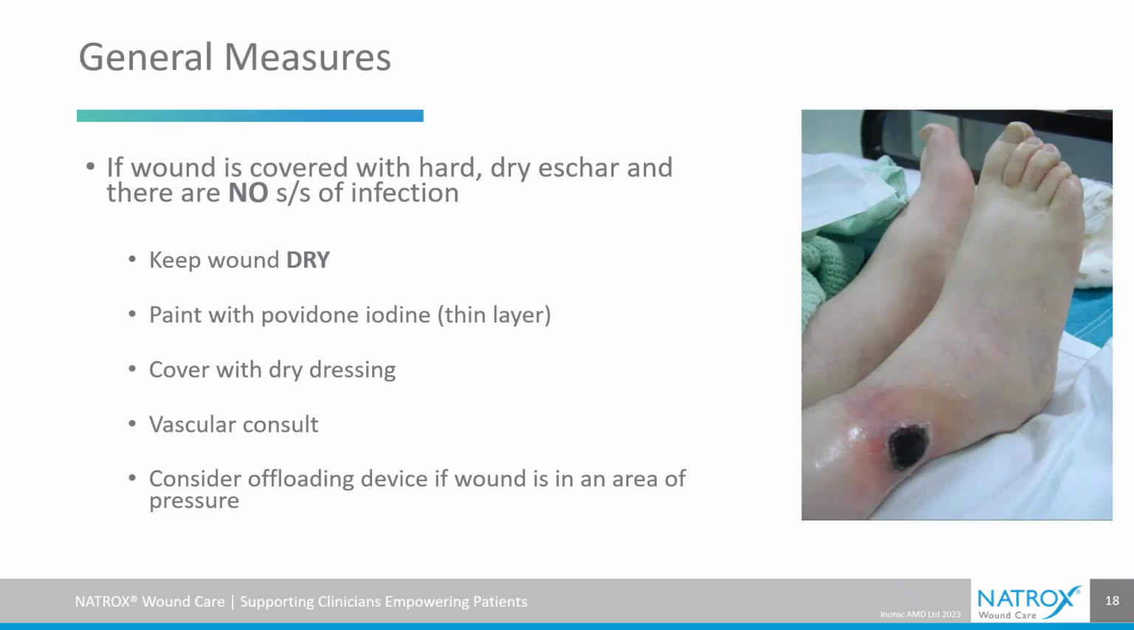If the wound is covered with a dry, hard, stable eschar and there are no signs and symptoms of infection, keep the wound dry. Paint the wound with povidone iodine, a thin layer, cover with a dry dressing, and consult vascular. Consider offloading the area if the wound is in a region where pressure is present.